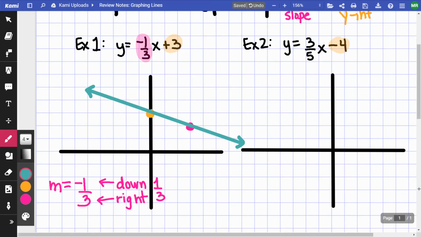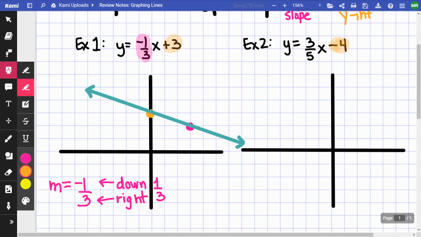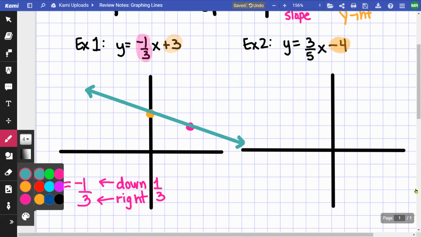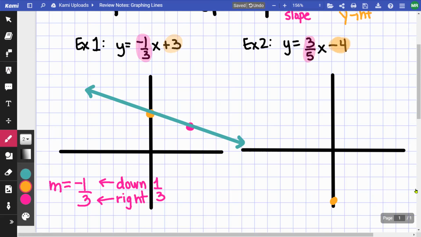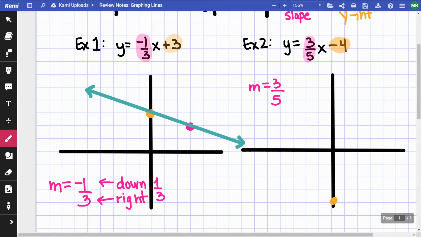Now on the second one, my y-intercept is this -4. So I'm going to start down at -4, 1, 2, 3, 4. Again, that's my y-intercept. And then when I'm thinking of my slope, in this case my slope is going to be 3/5. It's a positive 3/5. So since it's positive, I'm going to go up 3. And then again, what the bottom number is, we're going to go right. So we're going to go right 5.